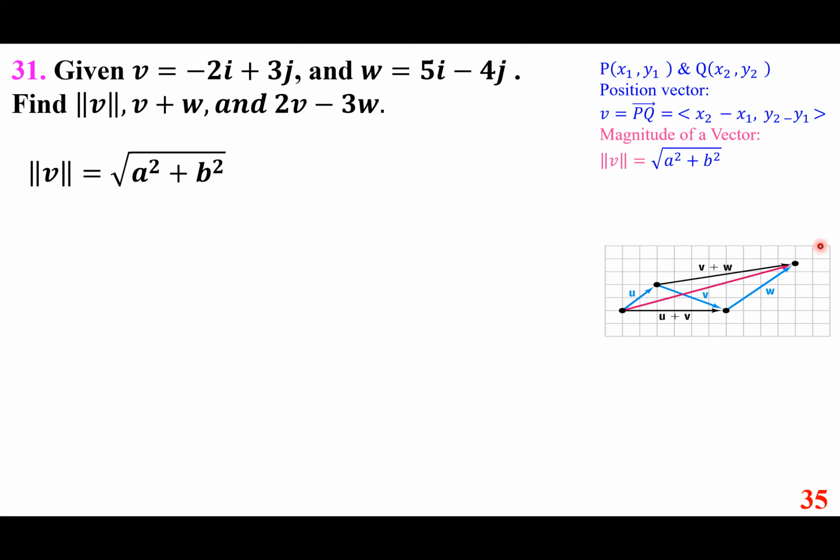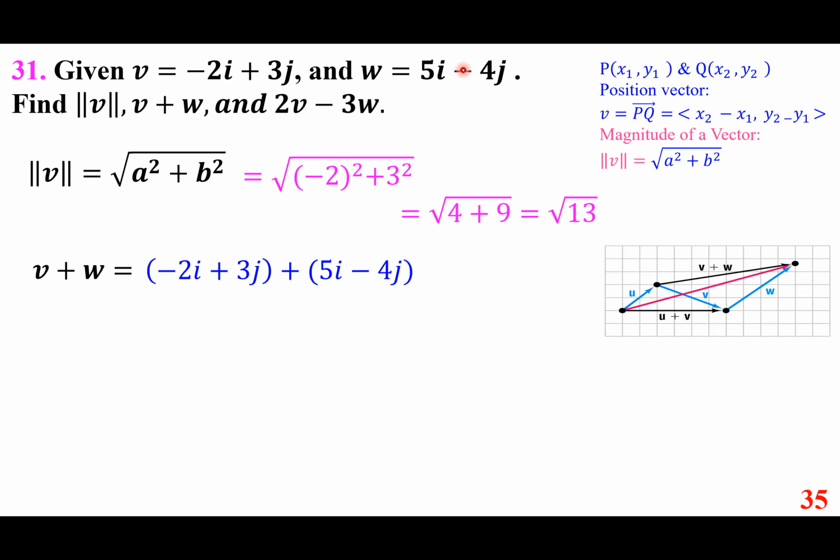So for V, we're going to put -2 squared and then 3 squared, 4 and 9, square root of 13. We want to add these two. We're going to add -2 and 5, 3i, 3j and minus 4j, minus j.